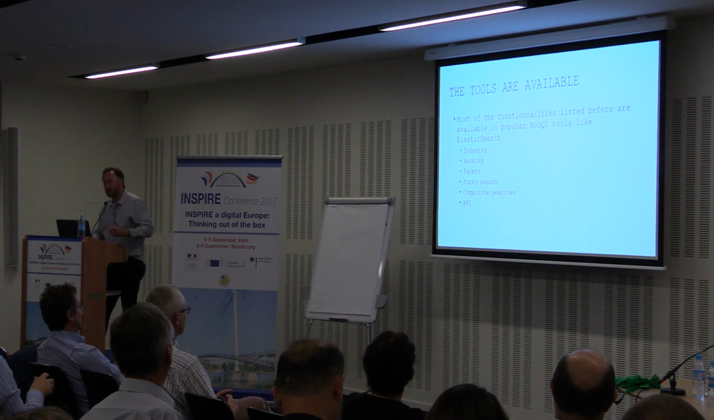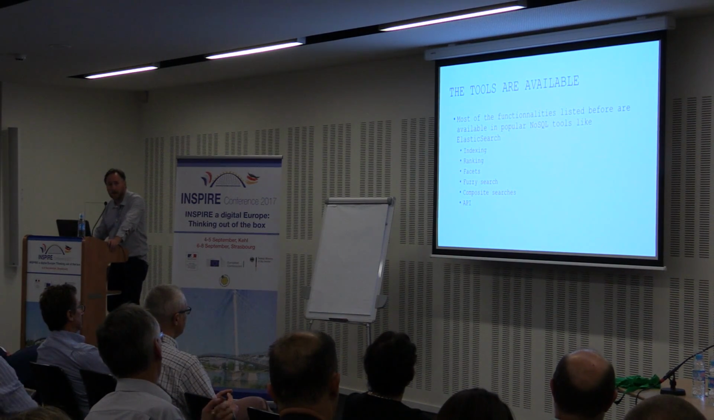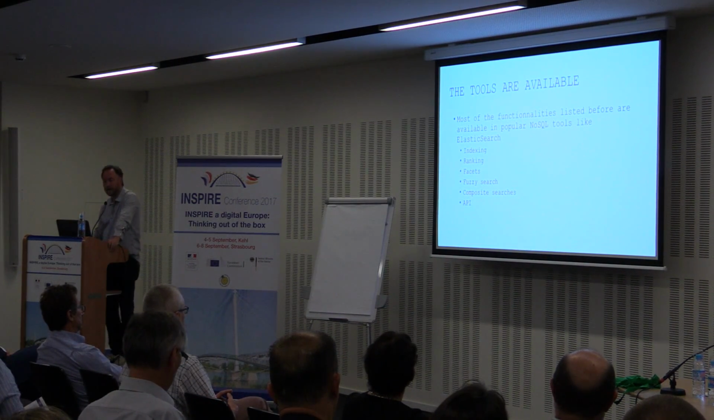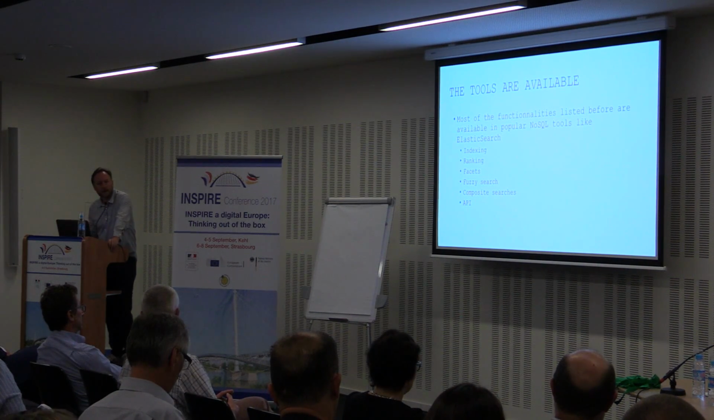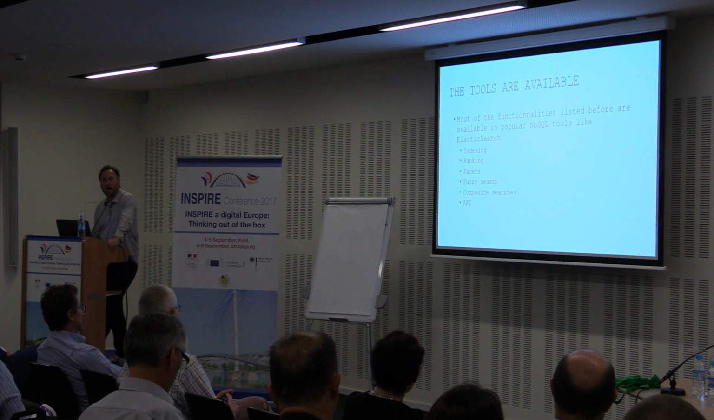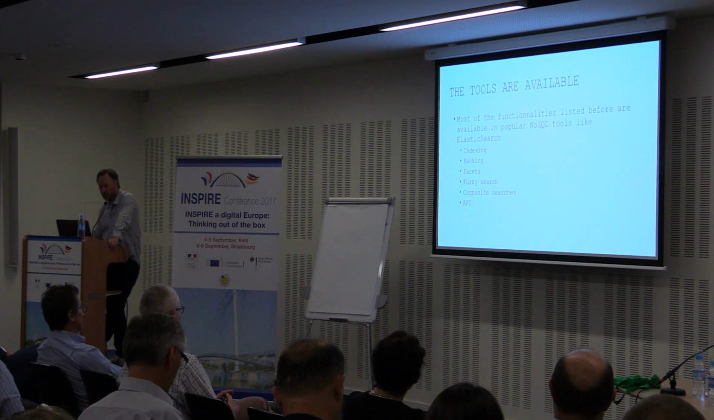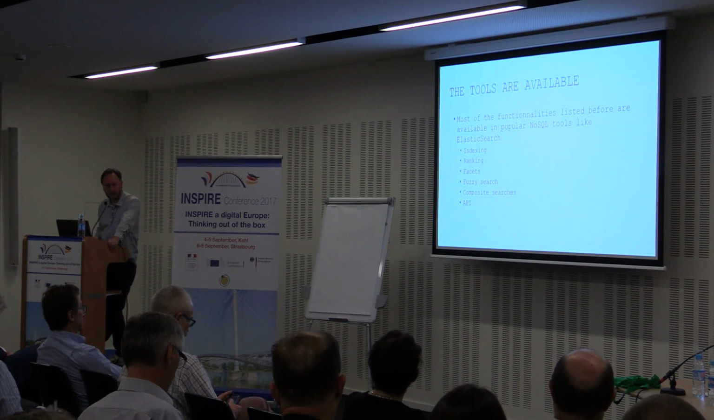And actually, I think the tools are available now. Most of the functionalities listed before are available in a popular NoSQL tool like Elasticsearch, or maybe in another one like Solr. I know it a little bit less than Elasticsearch, but I know it's quite a comparable tool. Things like indexing, ranking, facets, fuzzy search, composite searches, and an API are available out of the box in this kind of tool.